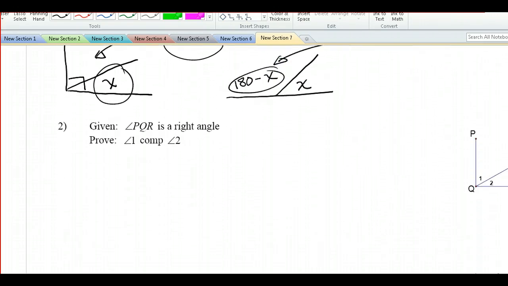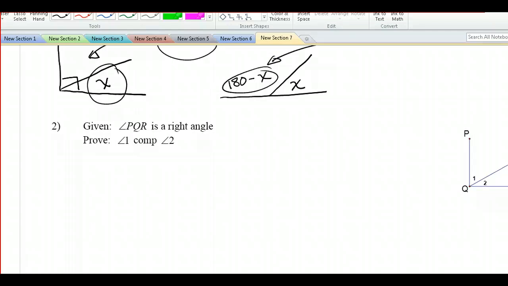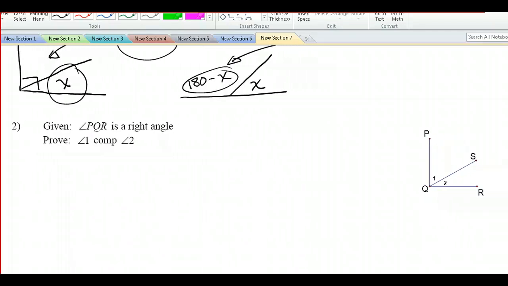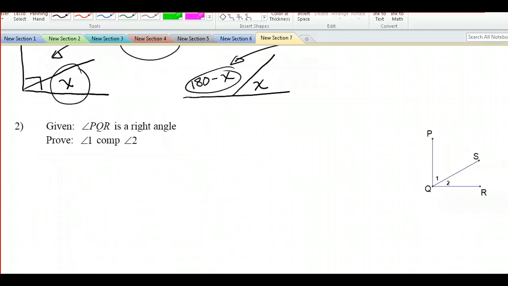Alright, moving on. Just a couple of proofs. If it's going to take more than 2 steps, I'm going to go ahead and do a two-column proof. But if I can use one reason to prove our conclusion, I'm just going to write that one reason. So we're given that angle PQR is a right angle, so I'm going to go ahead and put my right angle marker in there, and we want to prove that angle 1 is complementary to angle 2. Well, we can use the converse of the definition. So we can use it right away to prove that.